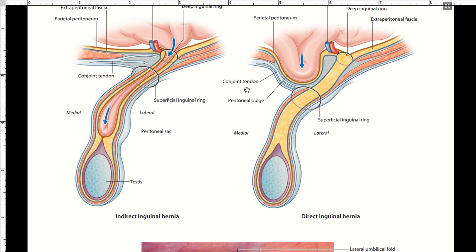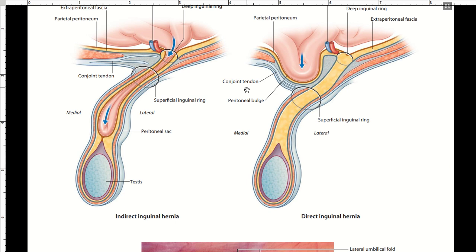embryologically, you need to understand that the deep inguinal ring was once directly posterior to the superficial inguinal ring, but later it will move laterally, making the inguinal canal oblique, right? So you find out that we have ways in which the inguinal canal is oriented in order to prevent inguinal hernia.